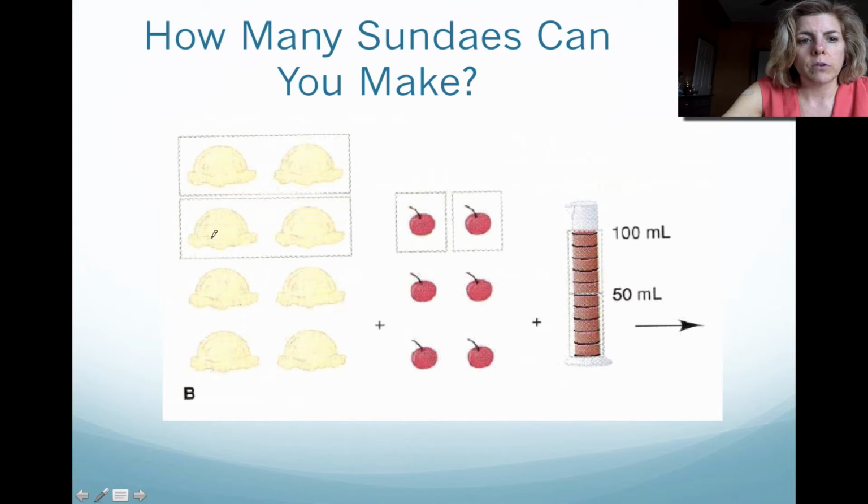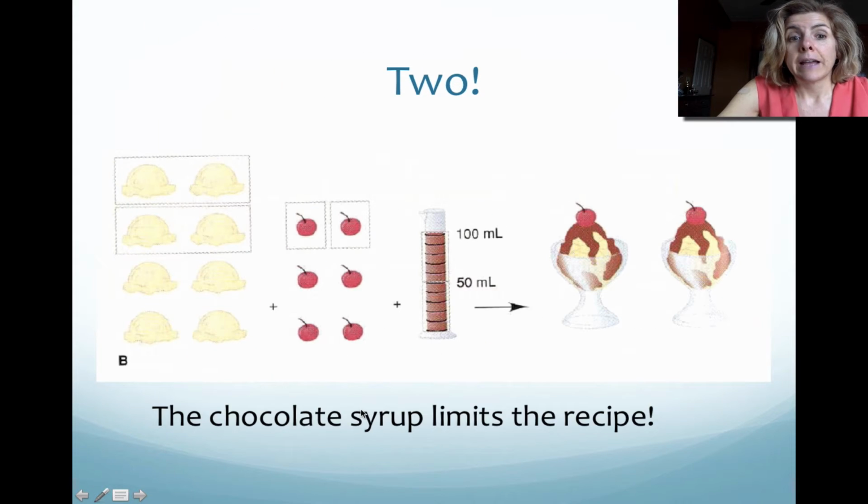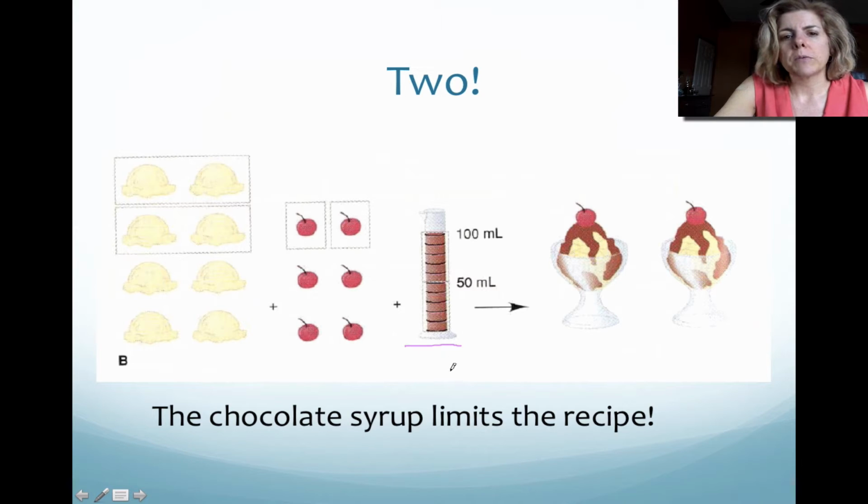Now notice there's 1, 2, 3, 4 sets of ice cream. There's 3 sets of cherries. And then there's only 100 mils of syrup. So the question is, how many sundaes can you make from these 3 sets of ingredients? Now, there's only 100 milliliters of chocolate syrup. So as a result, you can only make 2 sundaes. There's plenty of cherries. You can make 6 sundaes. And here you can make 4 sundaes with these ice cream scoops. But because the chocolate syrup only has enough for 2, that's what the limiting reactant is.